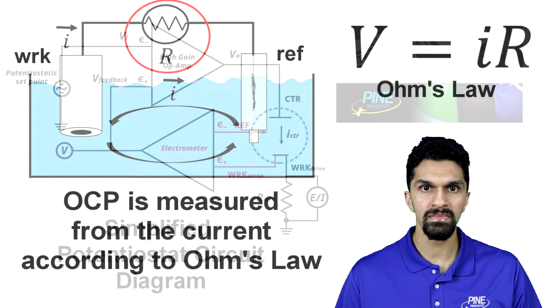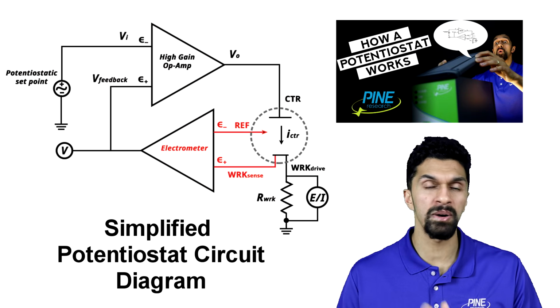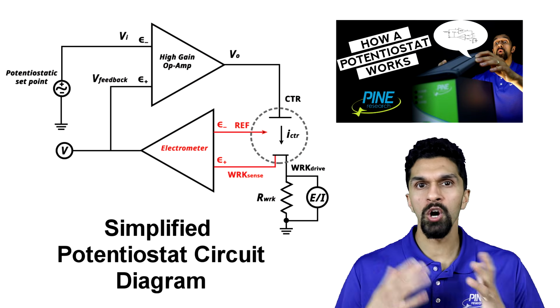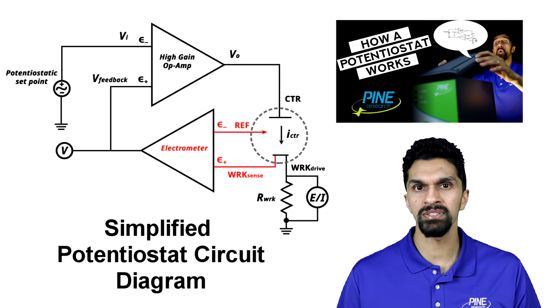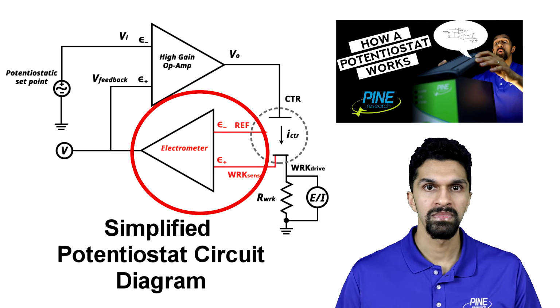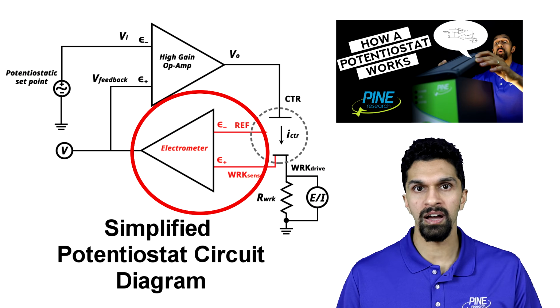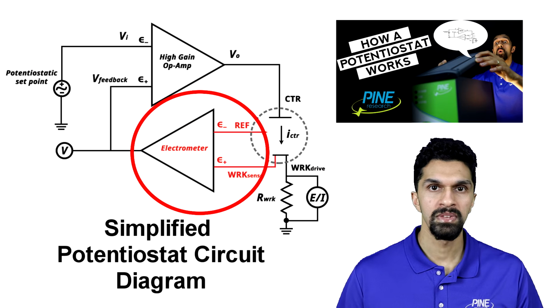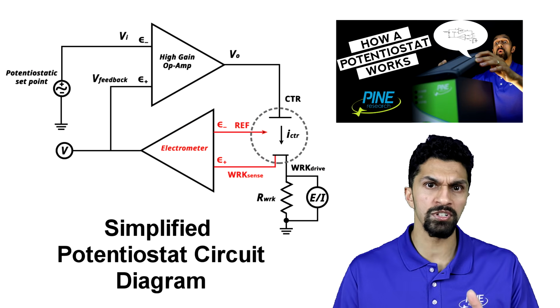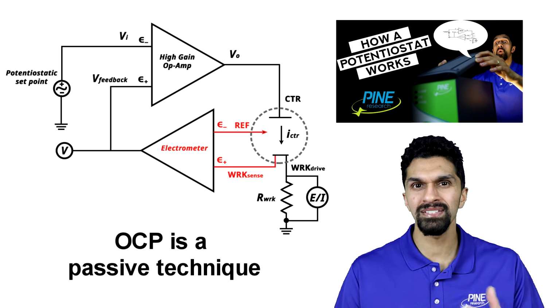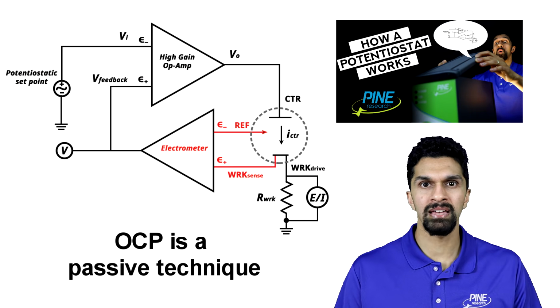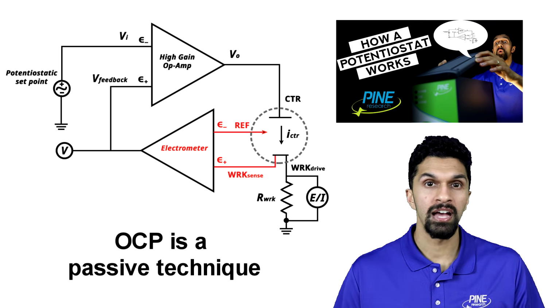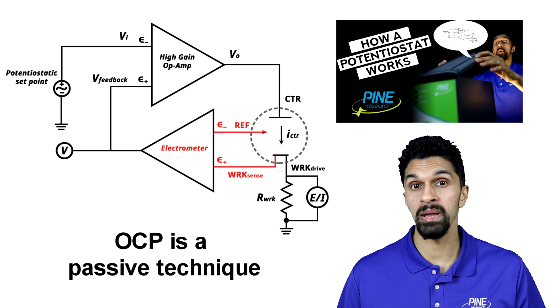This current is so small that it has a negligible impact on the actual working electrode potential and reference electrode potential. If you watched my video on how a potentiostat works, the open circuit potential is measured at the electrometer when no other amplifiers in the circuit are active. This is to say that the open circuit potential is a passive technique, meaning that there is no active control of the working electrode potential, as you might see in techniques like cyclic voltammetry or chronoamperometry.